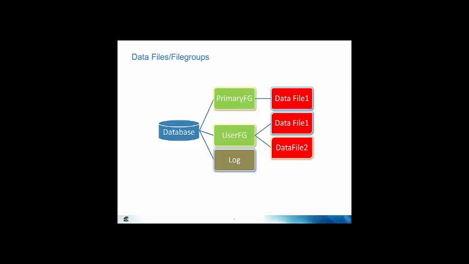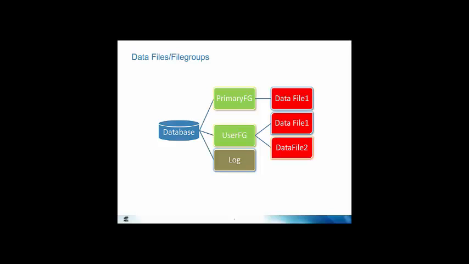So let's talk about data files and file groups. Anytime we create a DB, we always have a default primary file group that gets created, and it always has one data file. File groups are just a container for a group of data files. And with partitioning, we can do things like send different parts of our table to different tiers of storage. In this case, we've got two file groups. So we've got the primary file group, and we've got a user file group. The user file group has two data files.